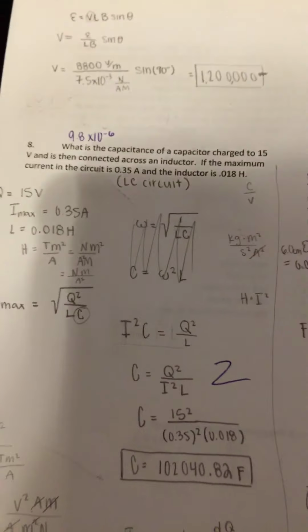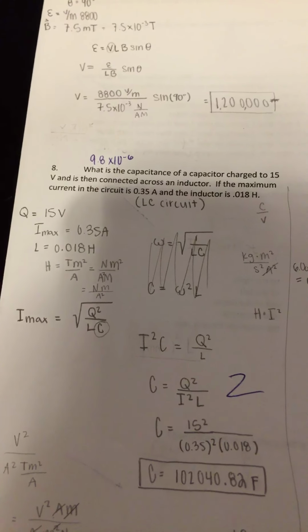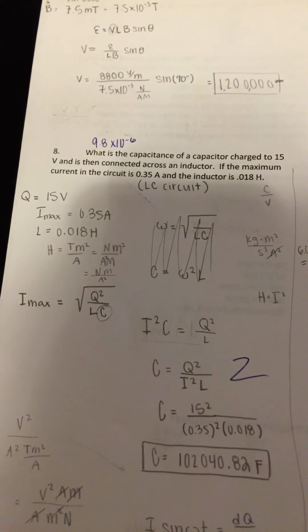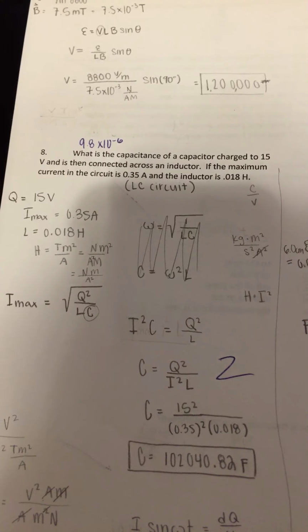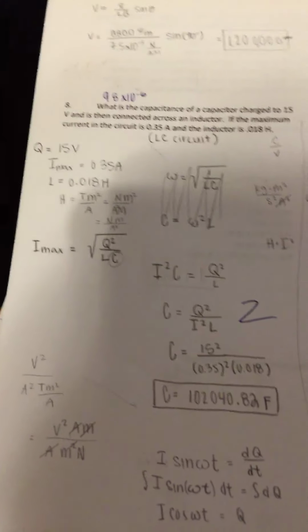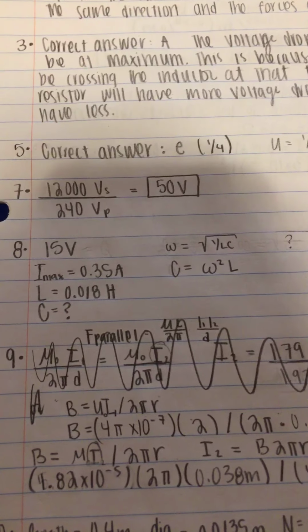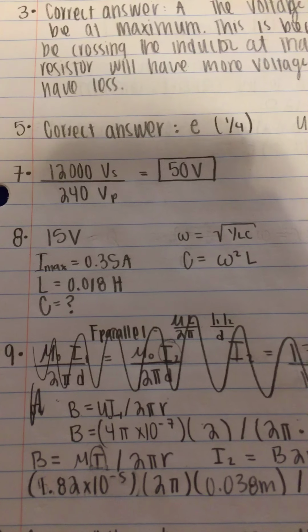The next problem to go over is problem number 8. We're trying to find the capacitance of a capacitor charged to 15 volts and then connected across an inductor, and the maximum current in the circuit is 0.35 A and the inductor is 0.18 henries. This is what I got, and I wasn't quite sure how to go through this problem, so I guess I didn't finish it.